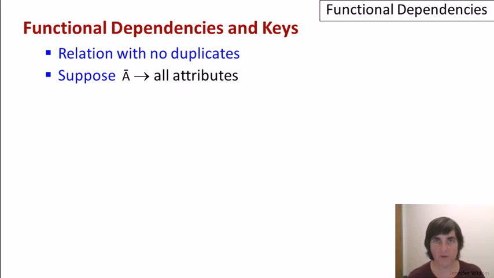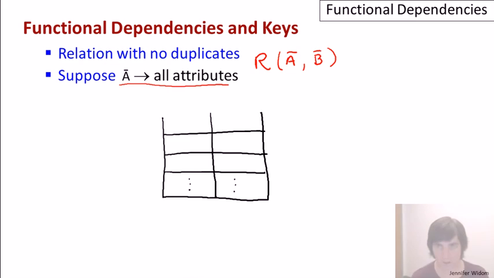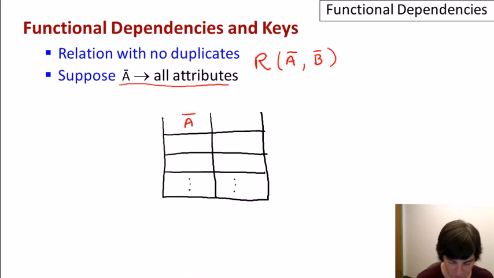So I've alluded a few times to the fact that functional dependencies generalize the notion of keys, and let's make that connection explicit now. Let's suppose we have a relation R, and R has no duplicate tuples. R has some attributes A, and it has some other attributes, let's call those B. And let's suppose that we have a functional dependency that A determines all of the attributes in the relation. Now let me draw a picture of that. So here's our relation R with attributes A and attributes B.